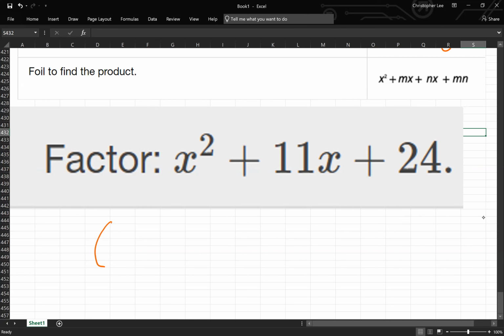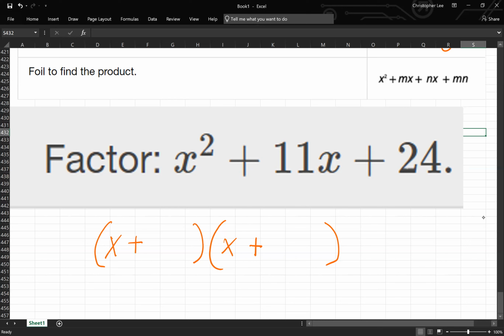So that's true. My answer is going to look like this: x plus or minus something times x plus or minus something. Let's talk about those signs. I have a positive 24. My C term is positive there. What does that mean? That means both of my numbers in the factors are either both positive or both negative, because a positive times a positive is a positive, and a negative times a negative is a positive. So right off the bat, I can just write that plus sign right there and right there. Makes my life easier.